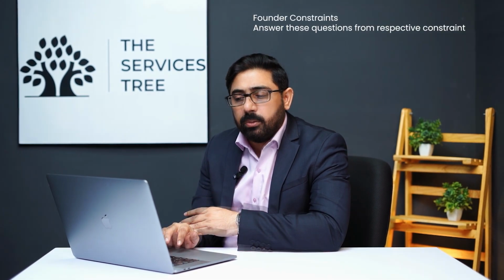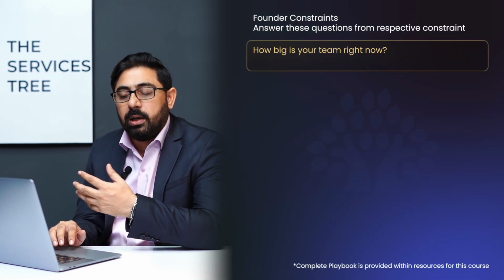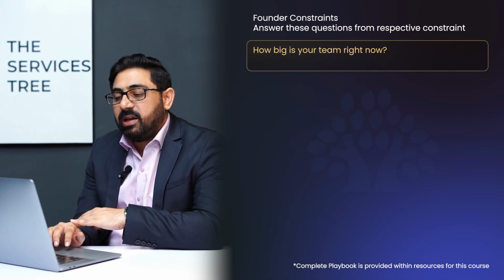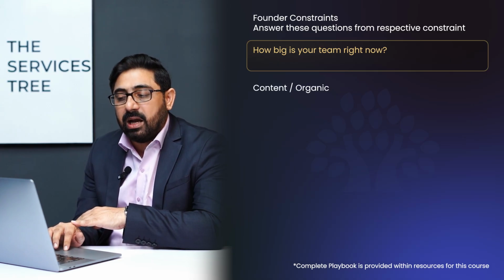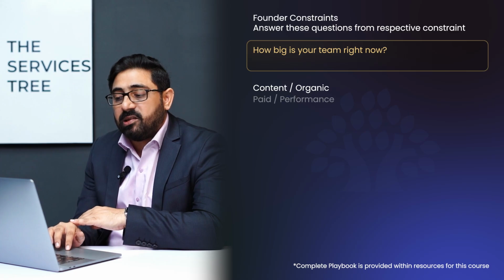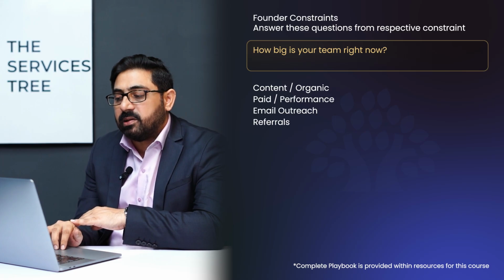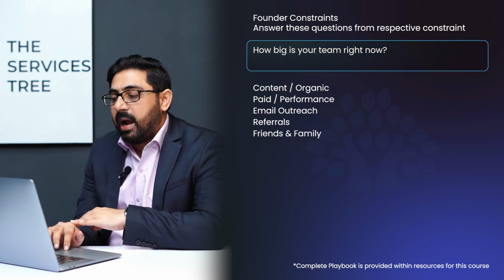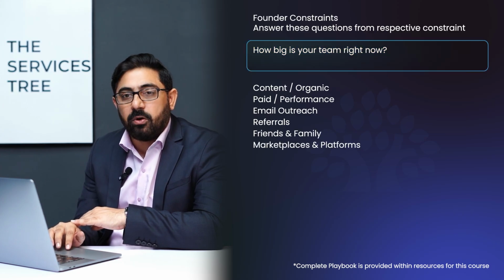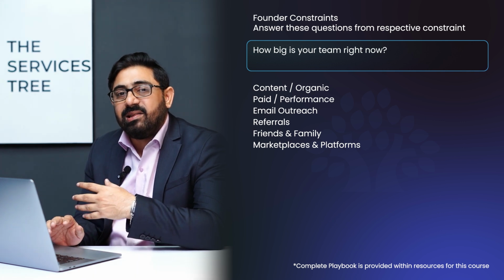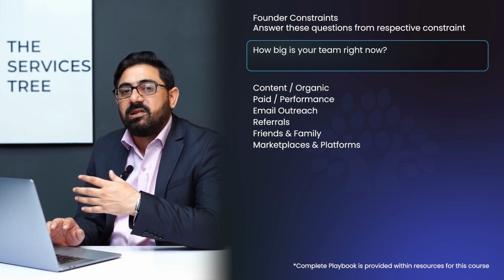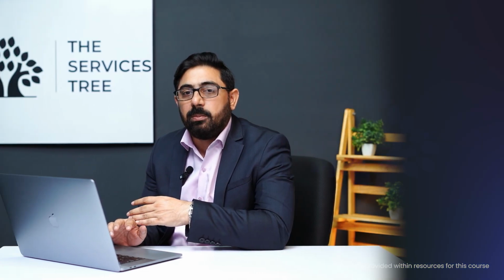Over here, you can see there are some founder constraints in which you will be answering questions, such as whether your team is big or small. And then you see content or organic marketing. Then there is paid and performance marketing. There could be email outreach, referrals, friends and family network, and marketplaces and platforms. You must have noticed that these are more or less the similar strategies which we just talked about in the GTM strategy playbook before this one. So let's have a look at the founder constraints.